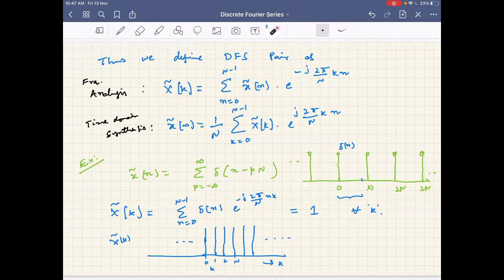Yes, sir. But I got the sum over n equal to 0 to N minus 1 of delta of k minus n for x of k. Here for all k means k from 0 to N minus 1, but it will repeat again and again because of the periodic nature. You tell now. Sir, I got x of k equal to the sum from n equal to 0 to capital N minus 1 of delta of k minus n.